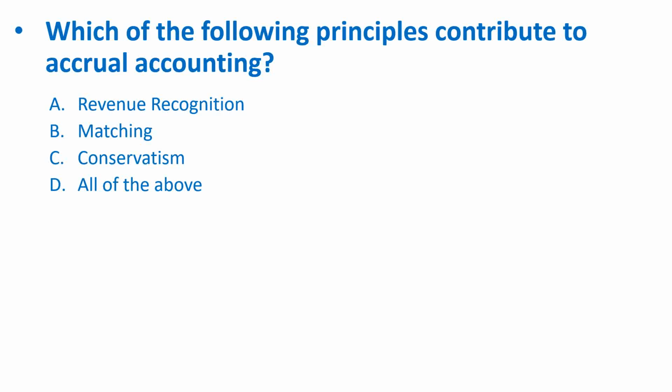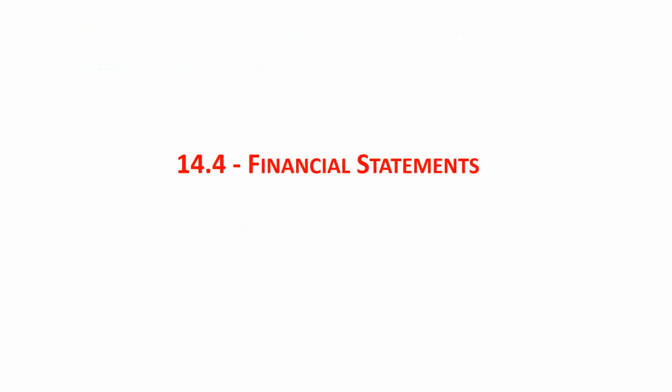Okay, the correct answer is all of the above, because the revenue recognition principle asks you to accrue revenues, whether cash came in or not. Similarly, the matching principle says accrue expenses the moment you incurred them. Conservatism says be safe, right? And don't overestimate assets and earnings. So all of the above are principles that contribute to accrual accounting.